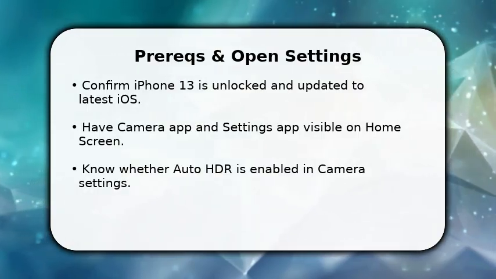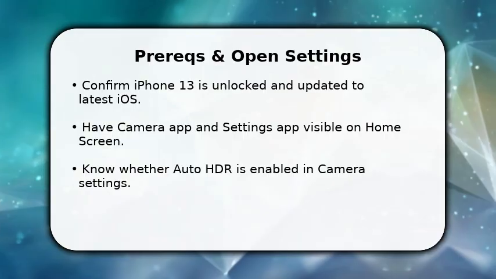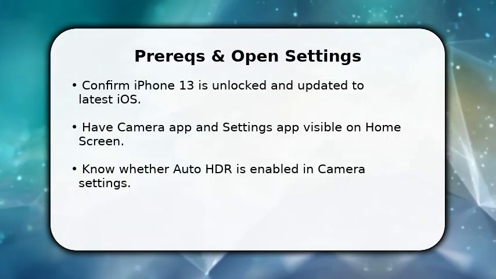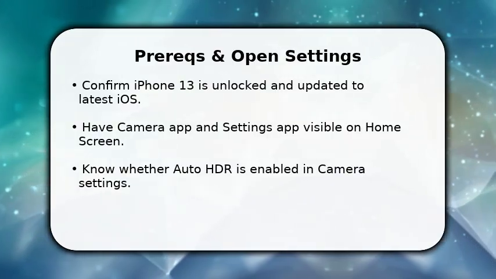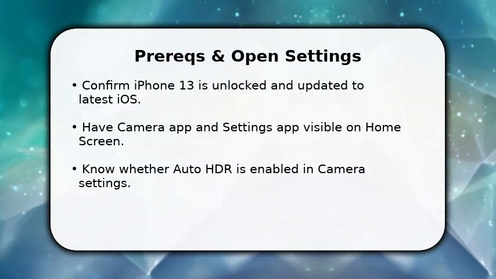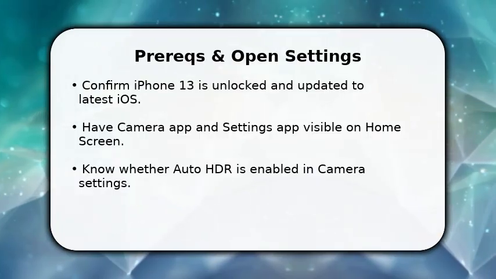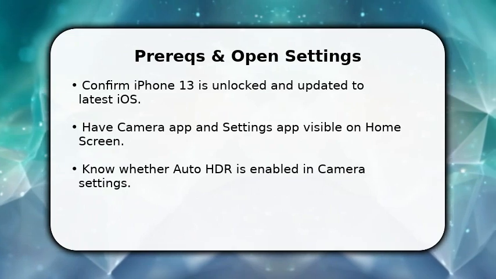You want to see whether Auto HDR or Smart HDR is toggled on so you can change it. While you're in Settings, make sure Low Power Mode is off because it can briefly alter camera behavior. Now tap Camera to access the specific photo options you'll adjust next.